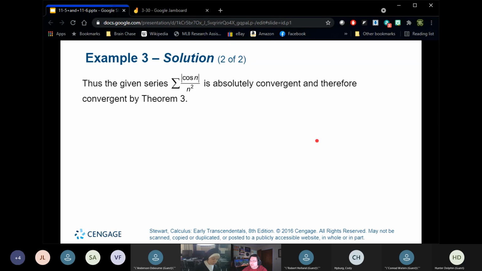Does that make sense? Yeah. So we have to do multiple convergence tests to verify that it's absolutely convergent, essentially. Well, you're not actually doing multiple convergence tests. You're really only doing one. You're doing the test on the absolute value of it.